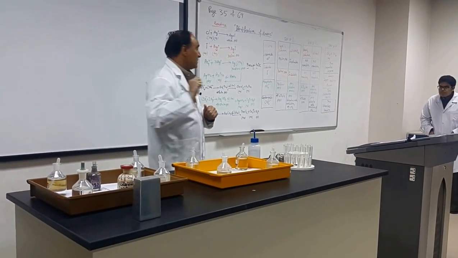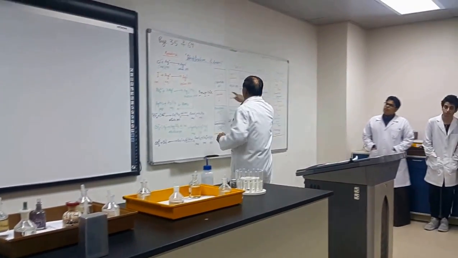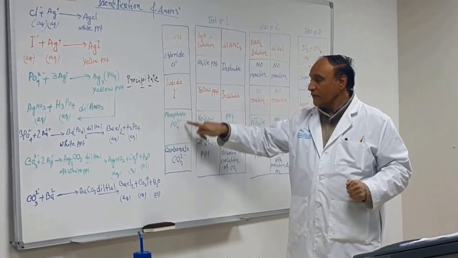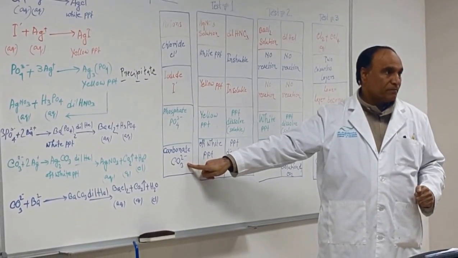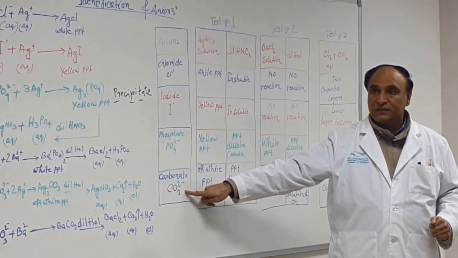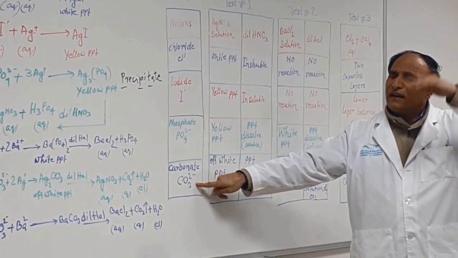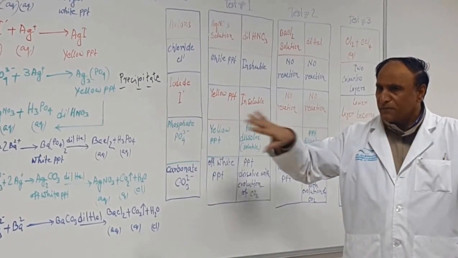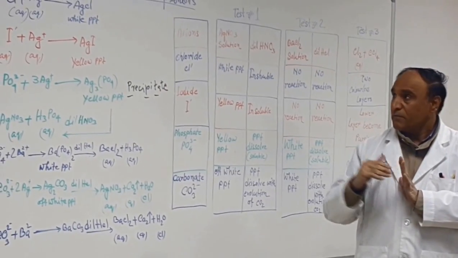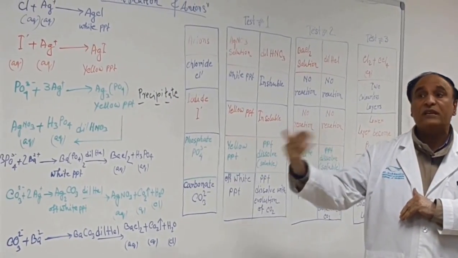The 4 anions are chloride, iodide, phosphate and carbonate. What are they? Anions, 4. They are hundreds, and there is a big way to separate them and then to identify them. But today I have taken 4 which are very common.